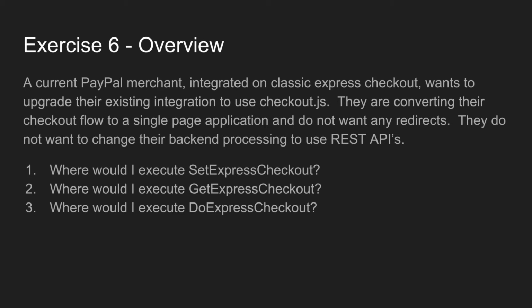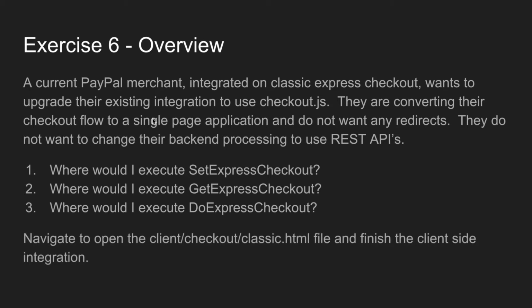All right, so we would want to execute the Set Express checkout in the payment callback, because that's where we're actually getting a token. Then we would execute the Get Express checkout in the onAuthorize callback, because that is where we are getting the response back, and we can make that additional AJAX call to get the information we need. And then we would execute the Do Express checkout on click of the submit button when they click place order, or whatever that button would be on the confirmation form. So now let's navigate to the client checkout classic.html file and finish the client side integration.